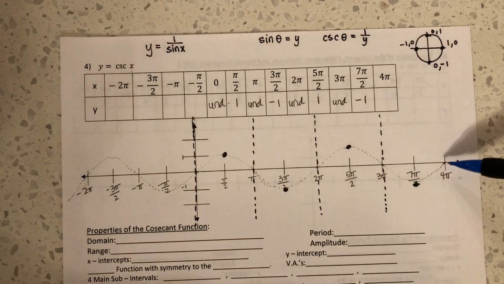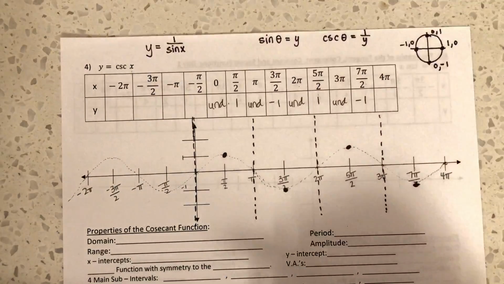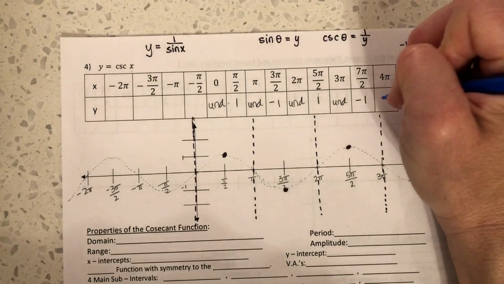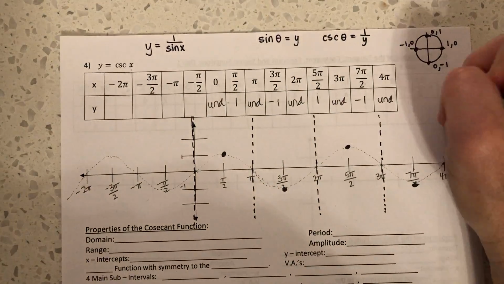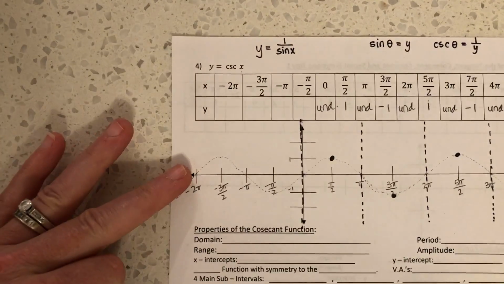All right, and then last, when 4 pi went into the sine function, 0 came out. So when 4 pi goes into the cosecant function, the reciprocal of 0 comes out, which is undefined. So yet another asymptote. All right, and then we can keep going, but I'm going to go the other way. So let's go back this way.